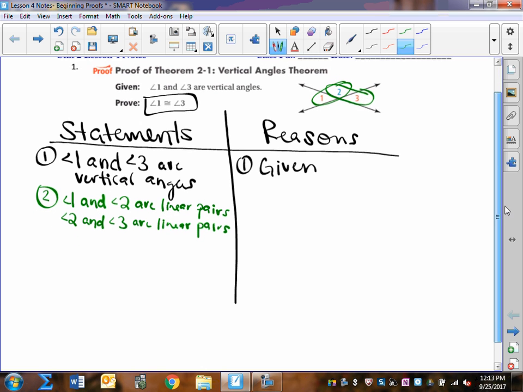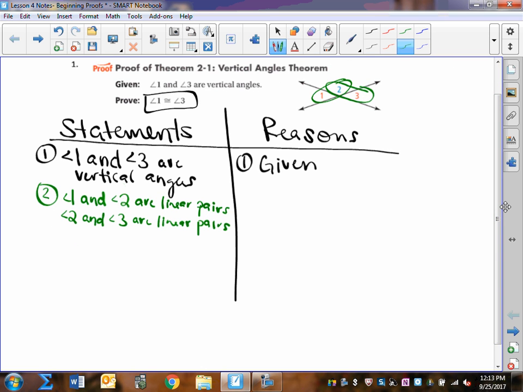And what was my reason that I could state that they are linear pairs? Good. Definition, because the definition of linear pairs only tells me that I can look at that picture and say, hey, those are linear pairs. Yes? Instead of writing it all out, can you just say vice versa? No, you have to list it up. Alright, are we good so far?